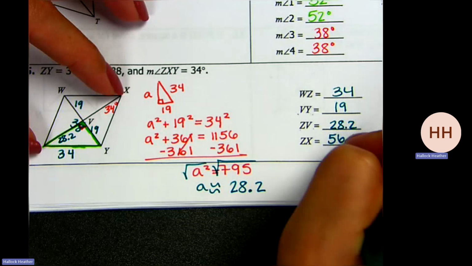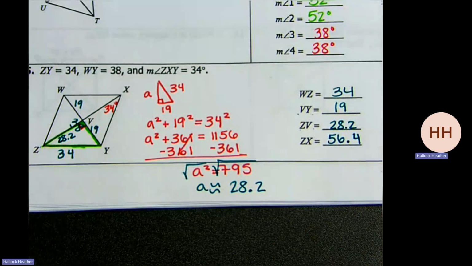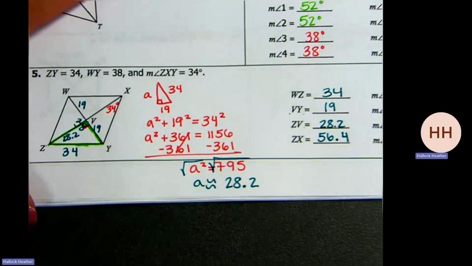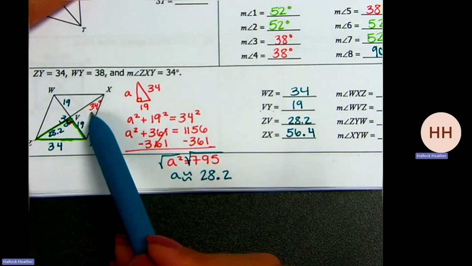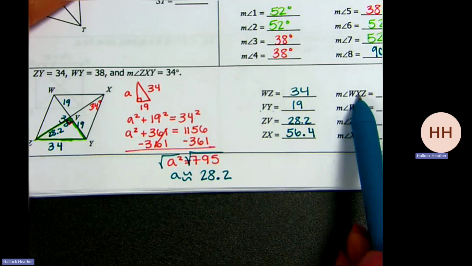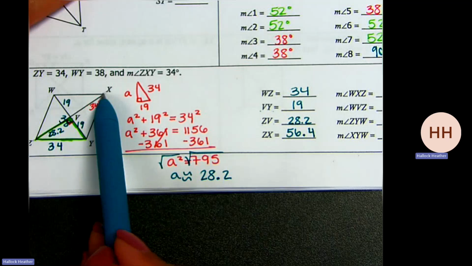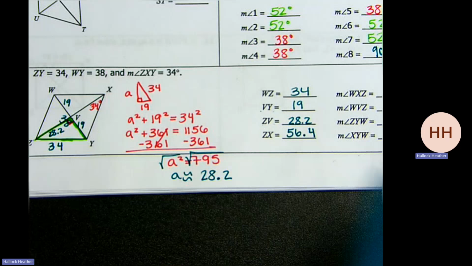Perfect, 56.4. So now that's the side lengths, the sides you're going to use Pythagorean theorem. Now we're going to find the angles on the inside of the shape. So if I know what I know, the only angle I technically know is 34 degrees, okay? So I need to find WXZ. If I start at W, I go to X and I go to Z, what is that angle right there going to be?